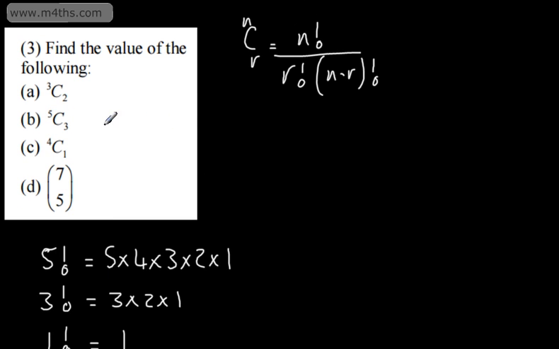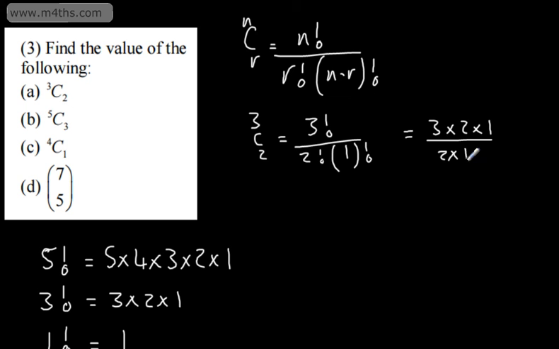So let's look at this one right here, 3C2. This is going to be 3 factorial over 2 factorial, and then n minus r factorial, which is just going to give us 1 factorial. So all I've done is plug it in. Hopefully you can see that 3C2 is going to be the same as 3C1. So this is saying 3 times 2 times 1 over 2 times 1 times 1. We can see these cancel, and that's going to give us 3.